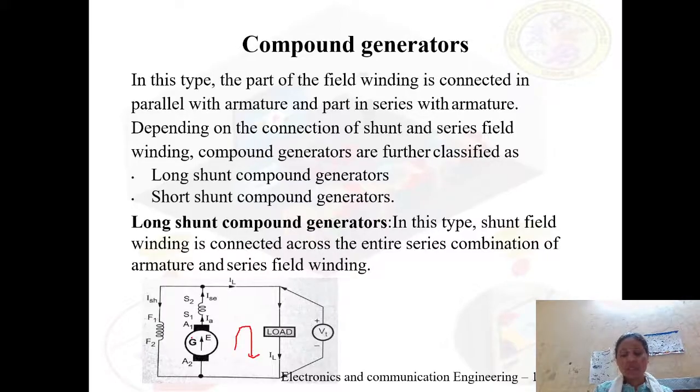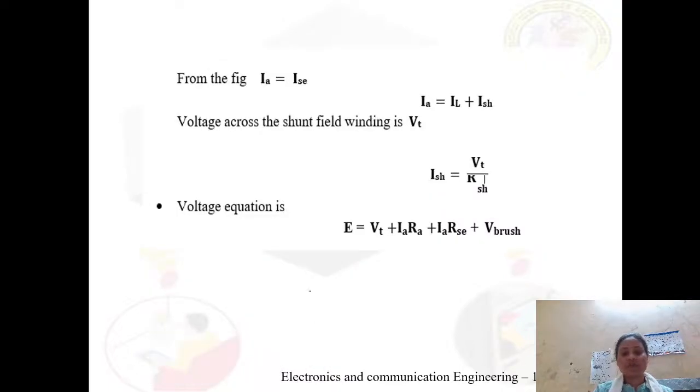Okay, similar to the series generator, we get the expression for EMF, that is EMF E is equal to Vt plus Ia Ra plus Ia into RSE. Since I have told that ISE is Ia, we have just written them as Ia into RSE, plus V brush. V reaction drop is negligible, so I have not included. Even V brush is negligible, you can ignore even this parameter.